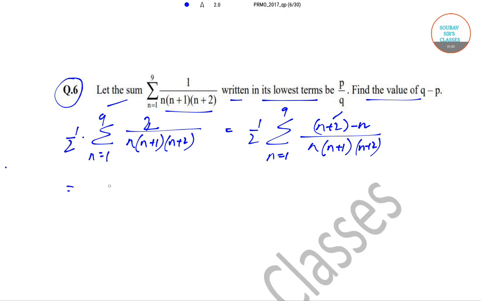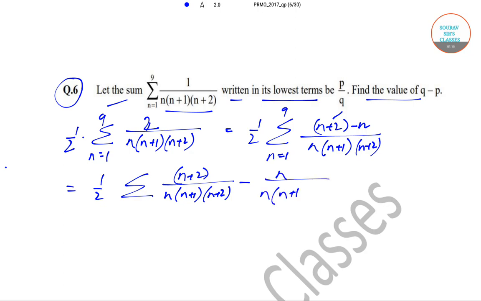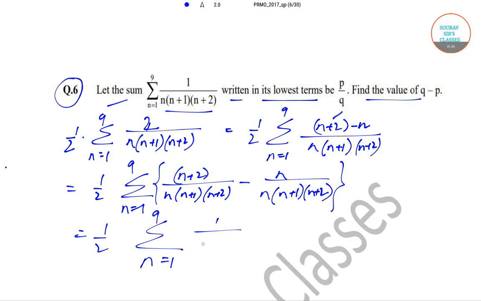We'll now break it down and write it down as half into summation of n plus 2 upon n into n plus 1 into n plus 2, minus n upon n into n plus 1 into n plus 2, where n goes from 1 to 9. And this can be further written down as summation where n goes from 1 to 9, we can write it as 1 upon n into n plus 1 minus 1 upon n plus 1 into n plus 2. Okay, so this is the structure.